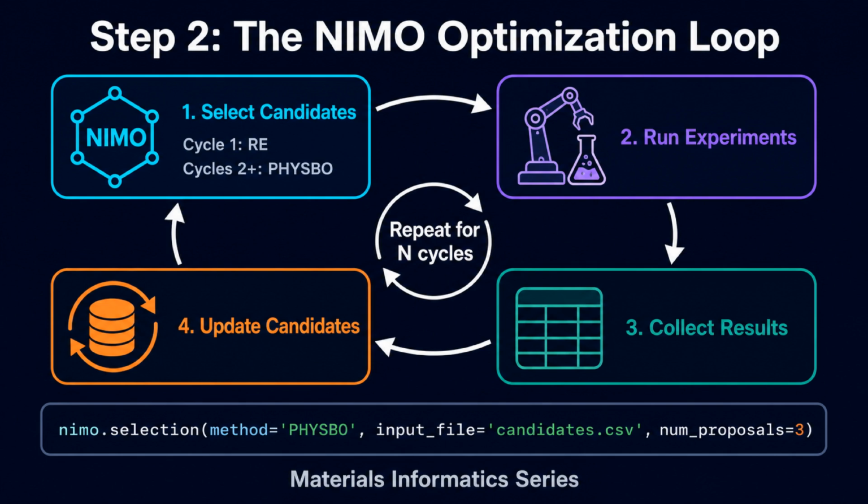Third, collect the results and save them. Fourth, update the candidates file with the new measurements. Then we track our progress by recording the best value found so far. This loop continues until we've completed all cycles.